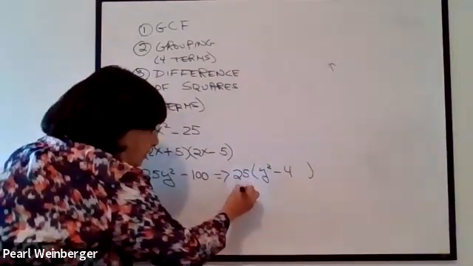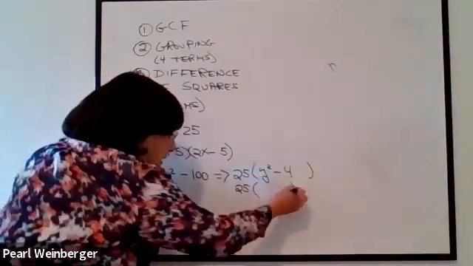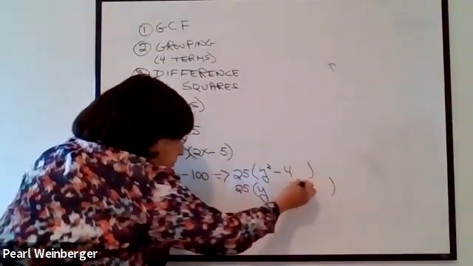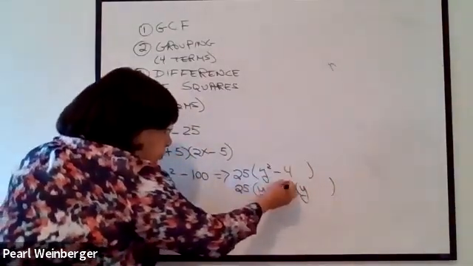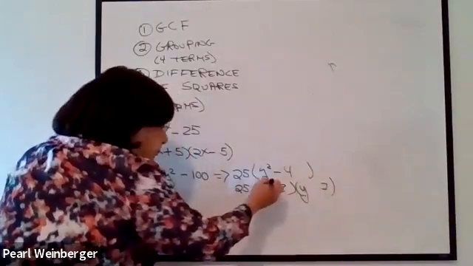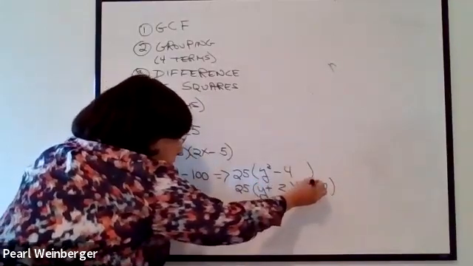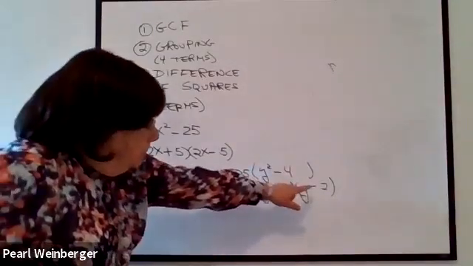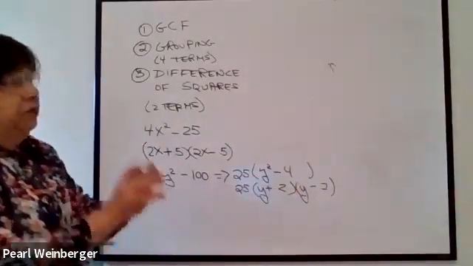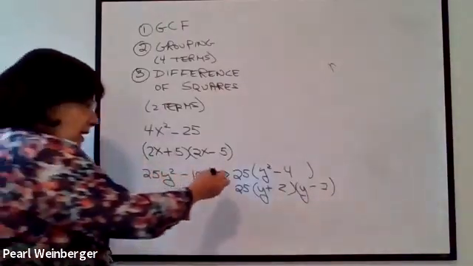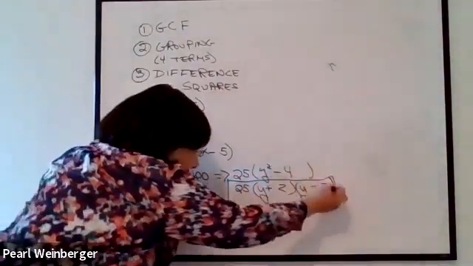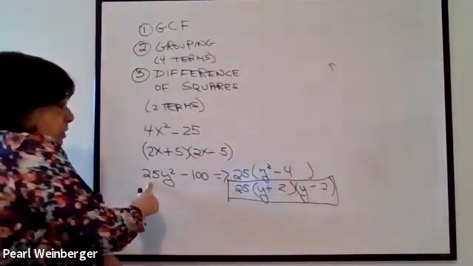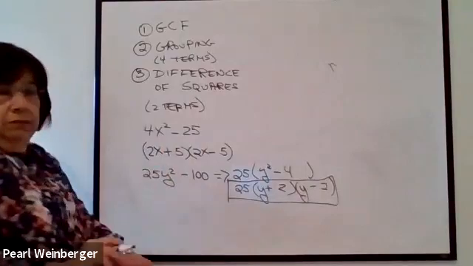So in that case, I leave the 25 on the outside and I write my 2 parentheses. I put y into both of them. Square root of 4 is 2, so I put 2 into both of them. And I put a plus in one and a minus in the other. It doesn't matter if you put the minus in the first one and the plus in the second one, but one has to have a plus and one has to be a minus. And that would be the answer to factoring 25y squared minus 100.